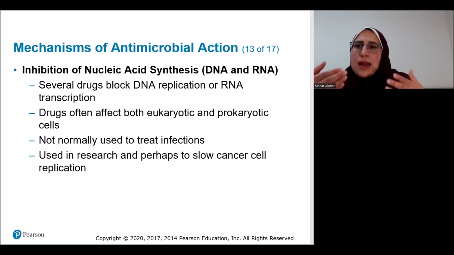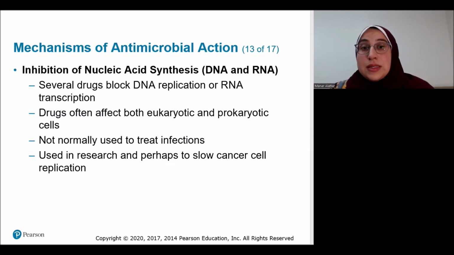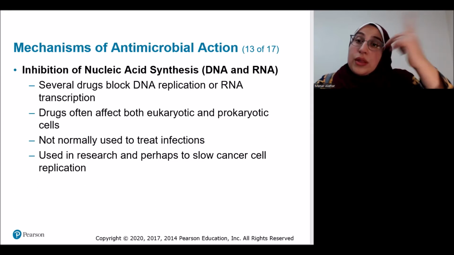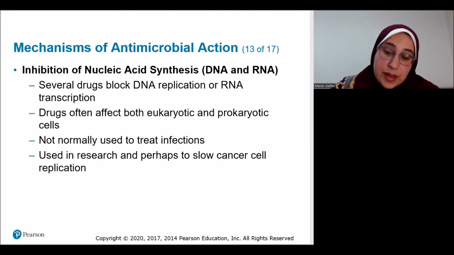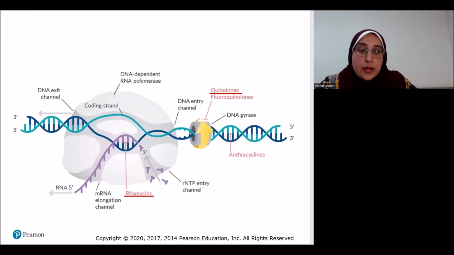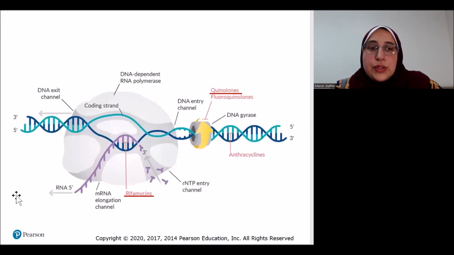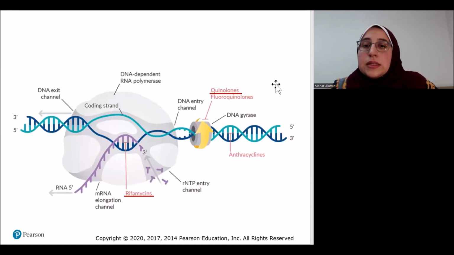So really, any chemical that inhibits nucleic acid synthesis overall, whether it's the replication of DNA, the transcription of RNA, or the translation of that RNA into proteins, which we've already talked about, is going to impact the cell in terms of its metabolic processes and its growth and reproduction. And so the two chemicals that we'll focus on are quinolones and rifampicins.